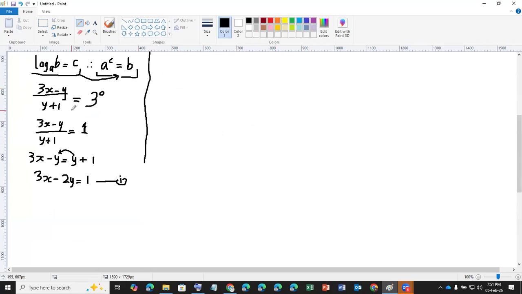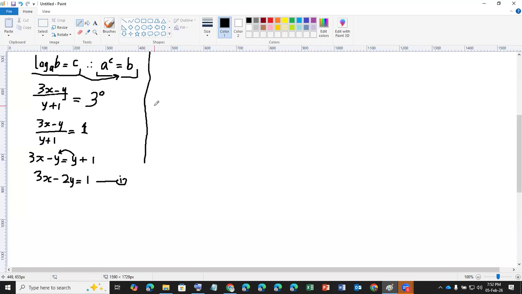3^x equals 1. Okay, so 3 raised to power 0. Anything raised to power 0 will give us 1. That one doesn't involve anything. Just remember it: any number raised to power 0 is 1. There's a proof for it. I don't know if I should show you the proof. Maybe that will convince you more.